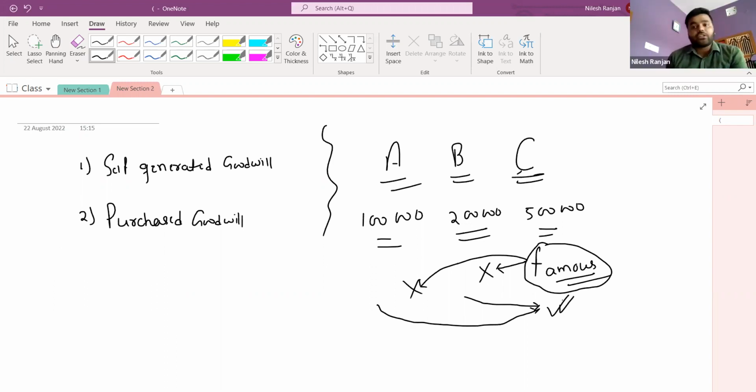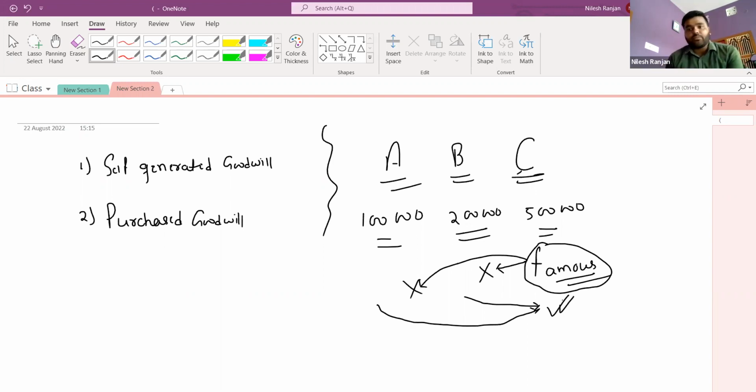So self-generated goodwill has no recorded value, so it cannot be recorded in books of accounts. You cannot calculate the value of self-generated goodwill. We cannot do this accurately because we don't know how famous we are. So the goodwill value cannot be calculated.